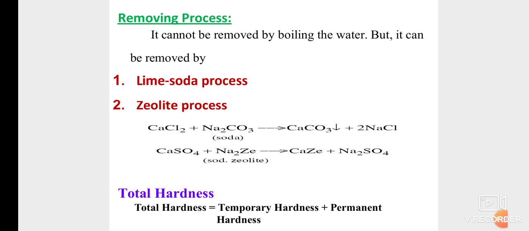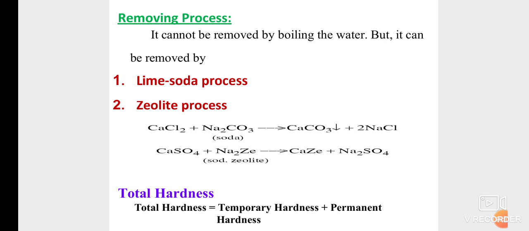The next method is the zeolite process. What is zeolite? Zeolite is the hydrated form of sodium aluminosilicate. Once again I repeat, what is zeolite? It is the hydrated form of sodium aluminosilicate. The molecular formula for zeolite is Na2O, Al2O3, x SiO2, y H2O. So another name for zeolite is hydrated sodium aluminosilicate.